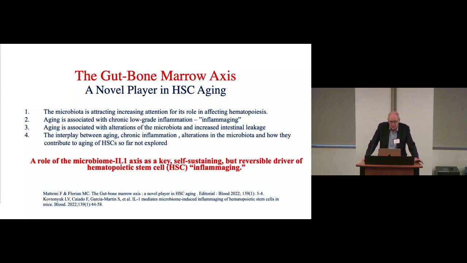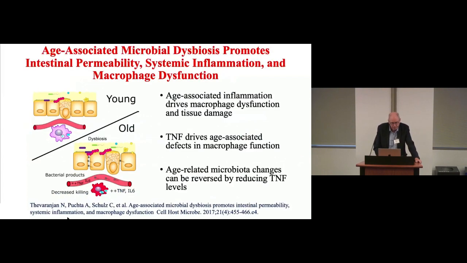What we know today is that there's a role of the microbiome interleukin axis. Interleukin is a particular inflammatory cytokine, a very potent one, and actually this is a key self-sustaining but reversible driver of hematopoietic stem cell inflamma-aging. So, to put it shortly, age-associated microbial dysbiosis promotes intestinal permeability, systemic inflammation, and macrophage dysfunction, meaning that it also stimulates and gives rise to aberrant immune regulation and then ultimately cancer.